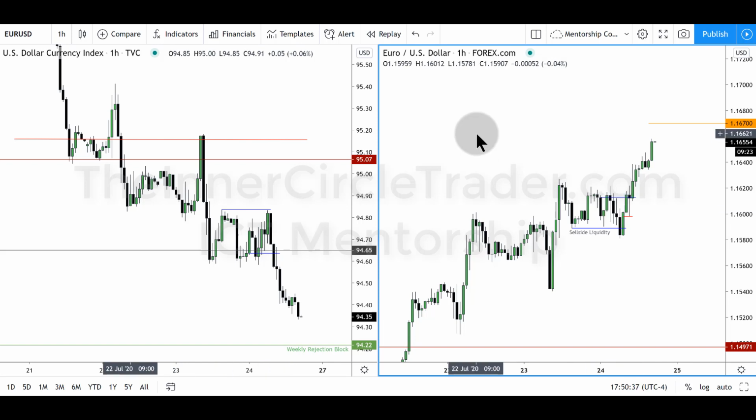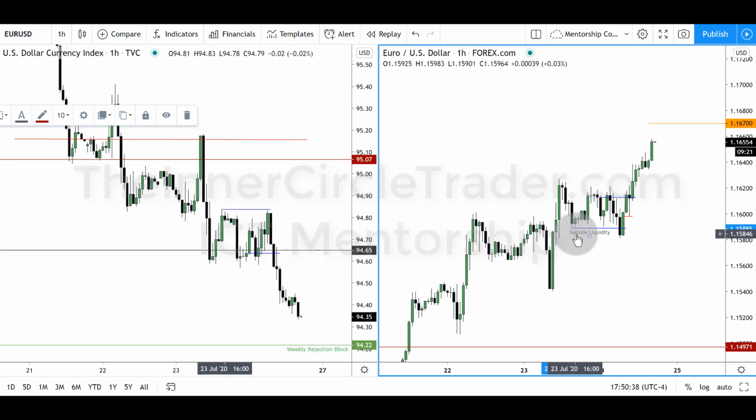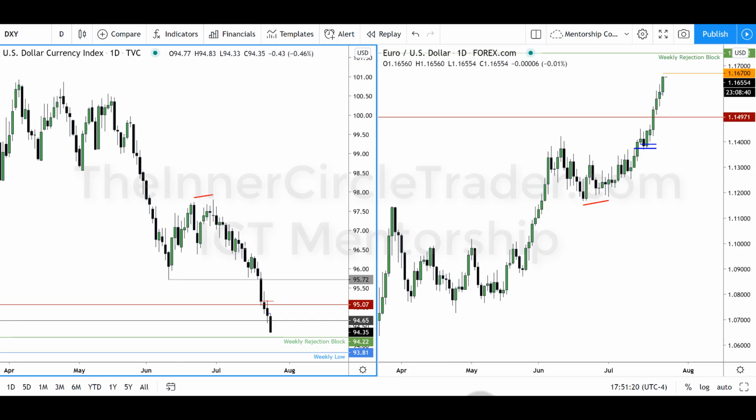So let's drop out to a daily chart. All right, so let's take a look at the daily chart. On the left-hand side, that's your dollar. And there's our SMT divergence, higher high here, failed lower low. So this is accumulation and strength in euro. And euro has performed over 450 pips since the divergence.